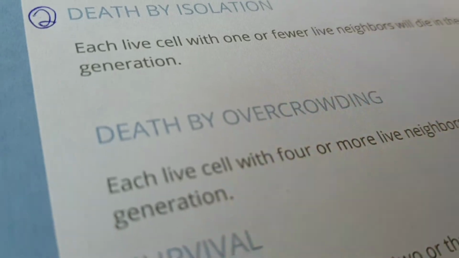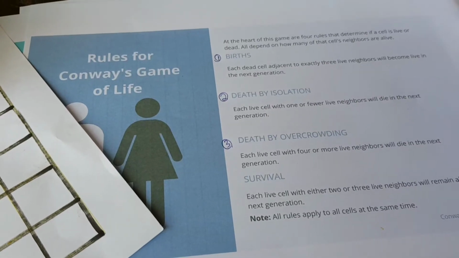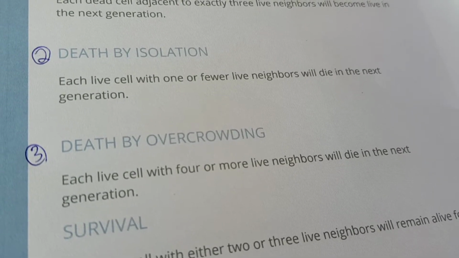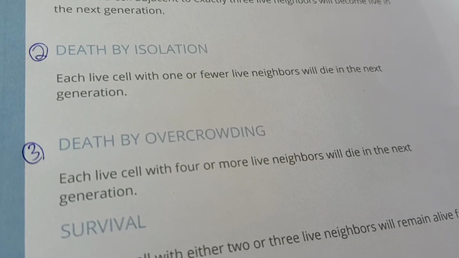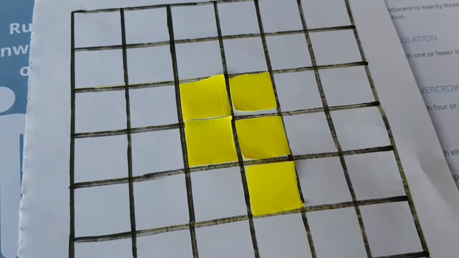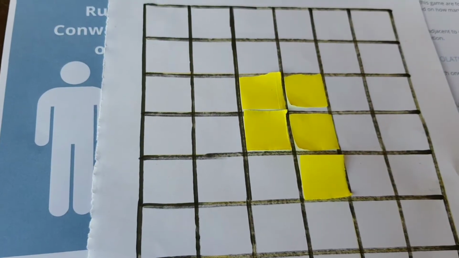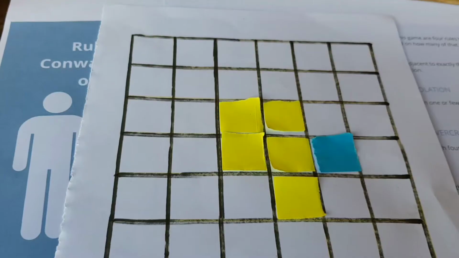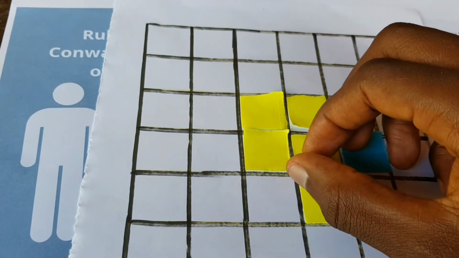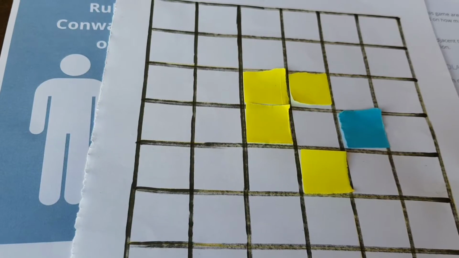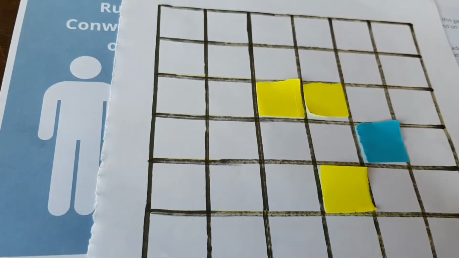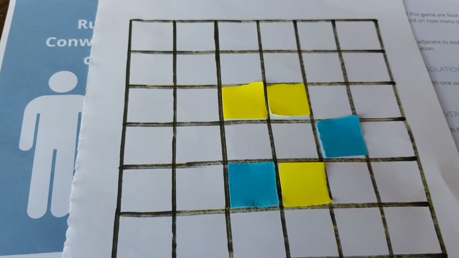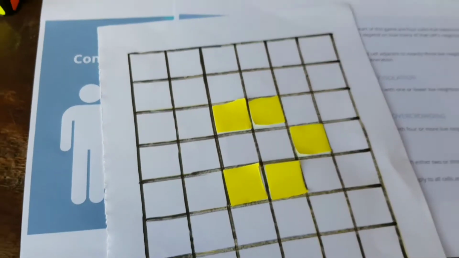Let's look at the third rule, death by overcrowding. This rule states that each live cell with 4 or more live neighbors will die in the next generation, as if by overcrowding. For example, this. Applying the rules, a new cell is born here because it has exactly 3 live neighbors, while this cell dies because it has 4 live neighbors. Same with this cell here because it has 4 live neighbors, and another new cell is born here because it has 3 live neighbors.